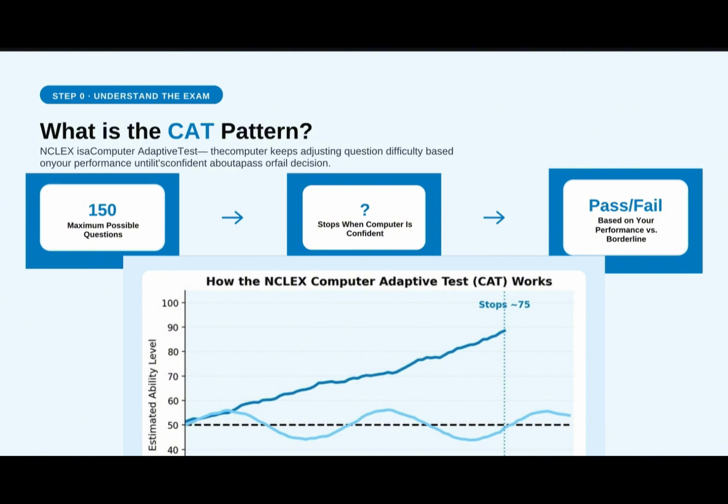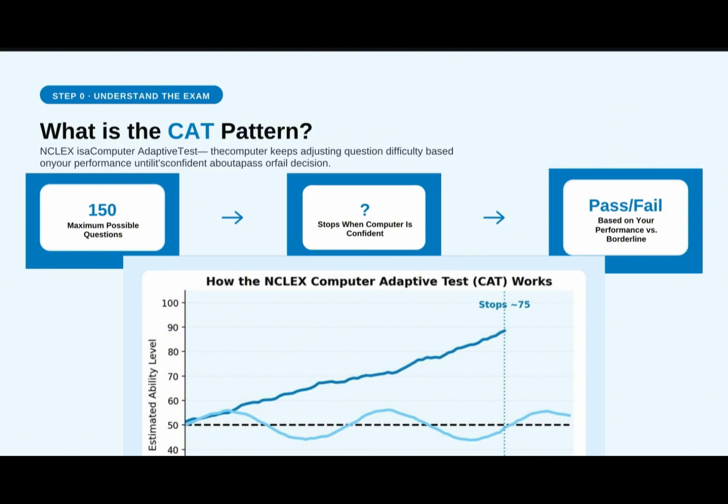The NCLEX has a maximum of 150 questions, right? But it's not necessary that everyone's exam stops at a specific number of questions. This varies based on every individual's performance. It doesn't mean that if someone failed at 85 questions, you will fail too. It completely depends on your own performance.